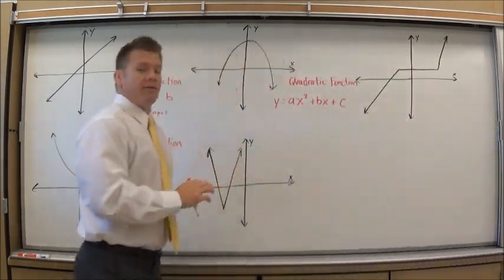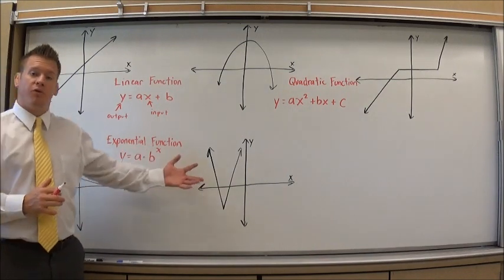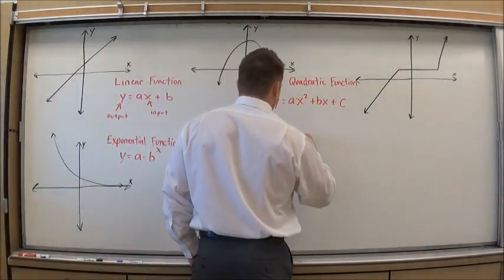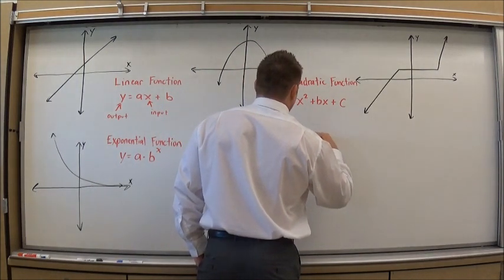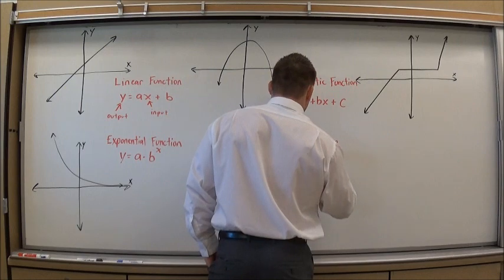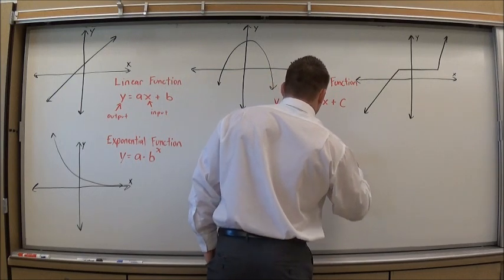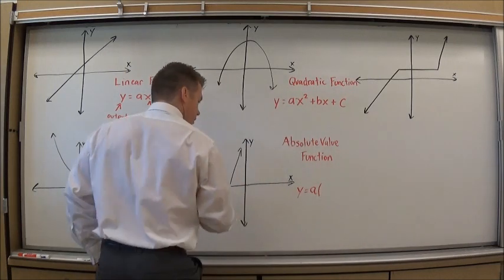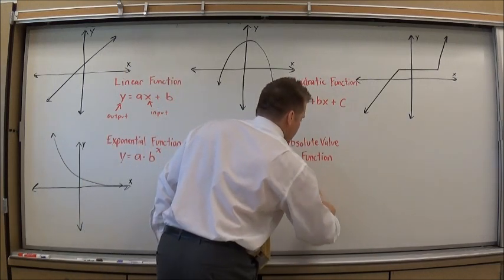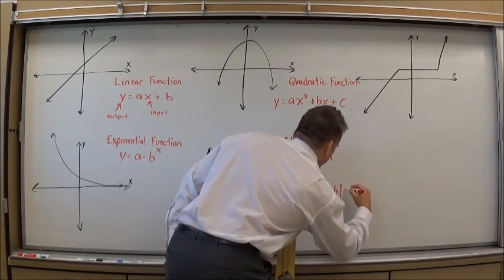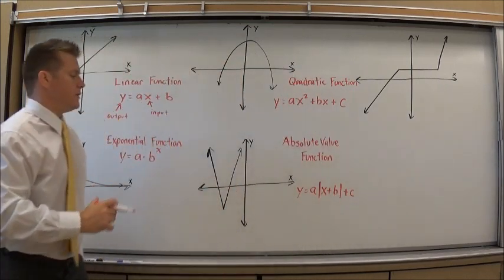Okay, our V-shaped graph. We talked about V-shaped graphs before. Now we have a formal name for that. That is our absolute value function. Absolute value. And our form for that will be a times absolute value bars plus c.